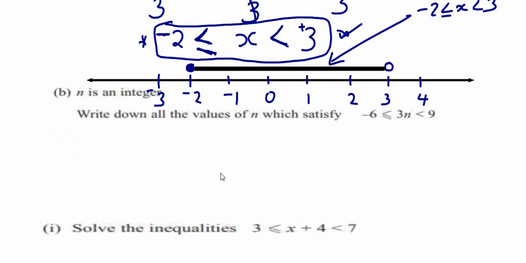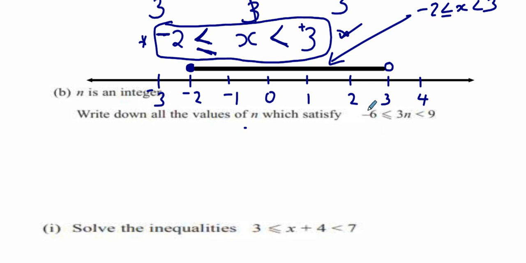Okay, n is an integer. Remember the discussion about integers? Write down all the values of n which satisfy negative 6 is less than or equal to 3n is less than 9.